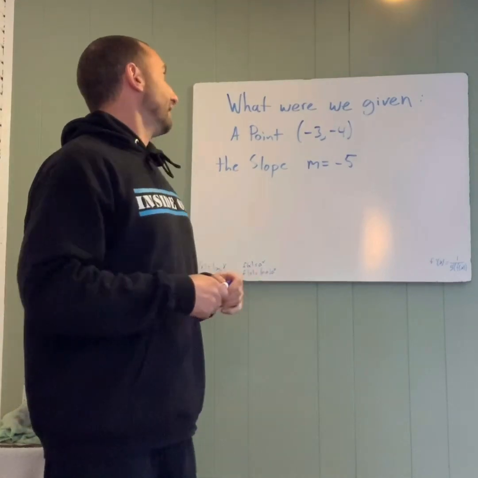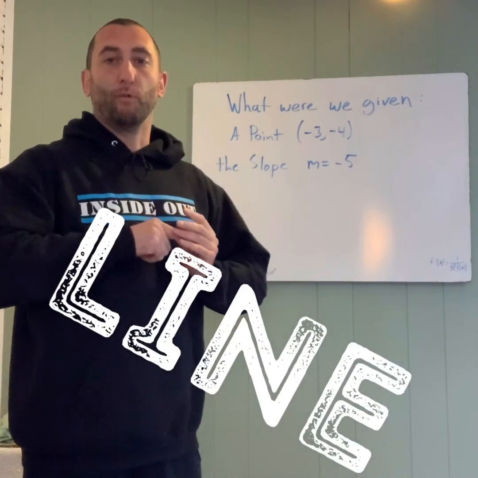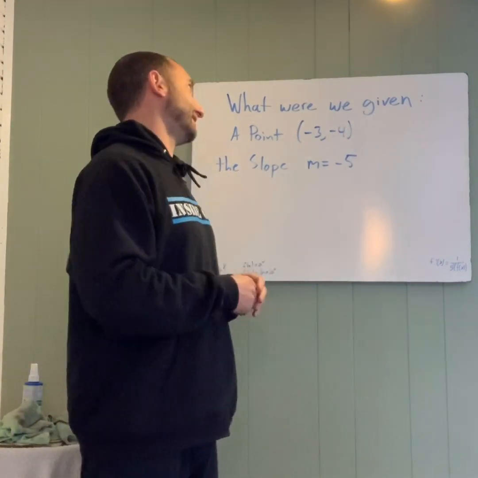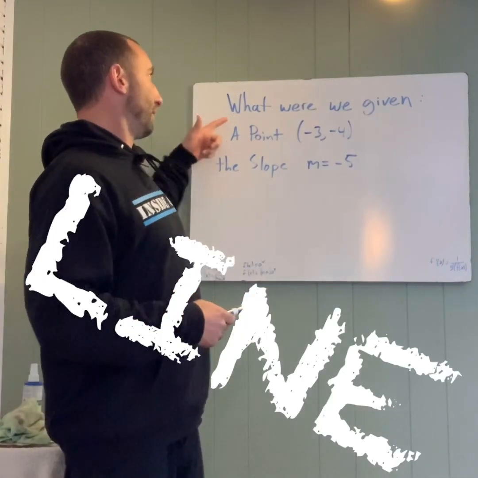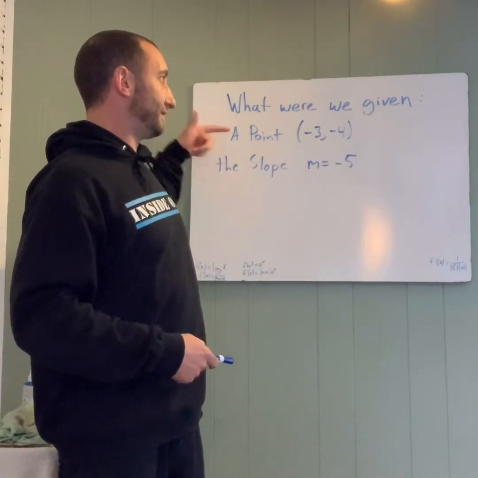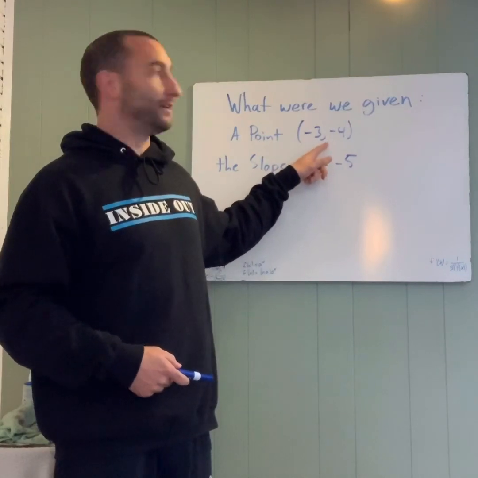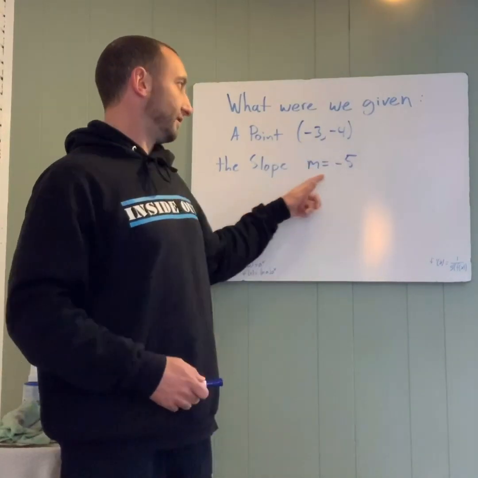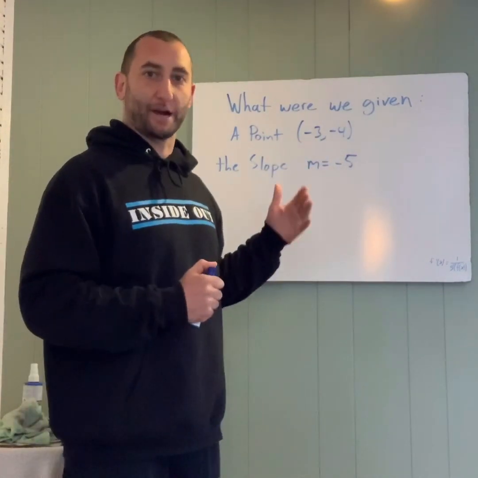So to make the graph, we need to figure out what information they gave us and how to use it to create the graph. So what were we given? They gave us a point with the coordinates -3, -4, our x and our y, and then they gave us a slope of -5, which is the rate of change, how we're going to move.